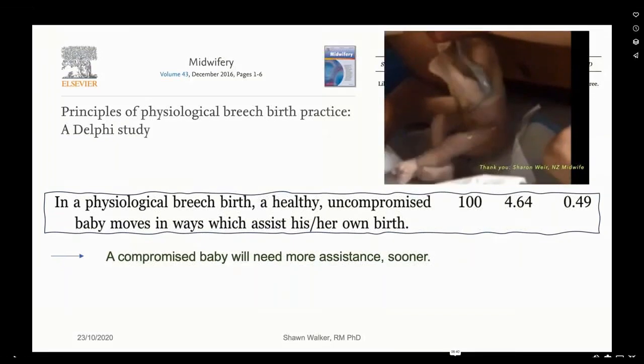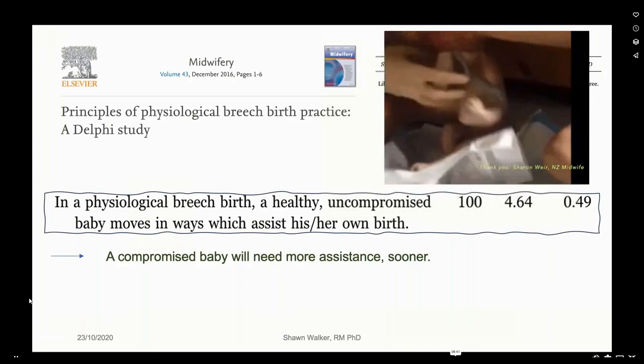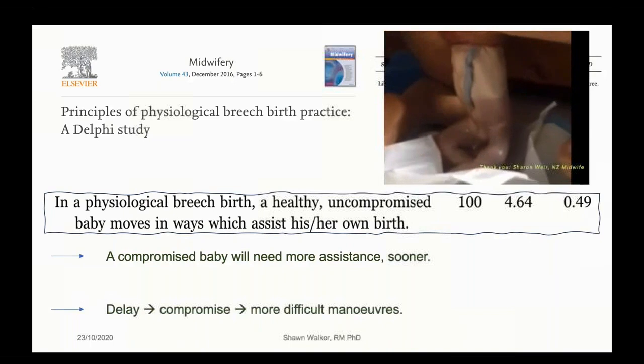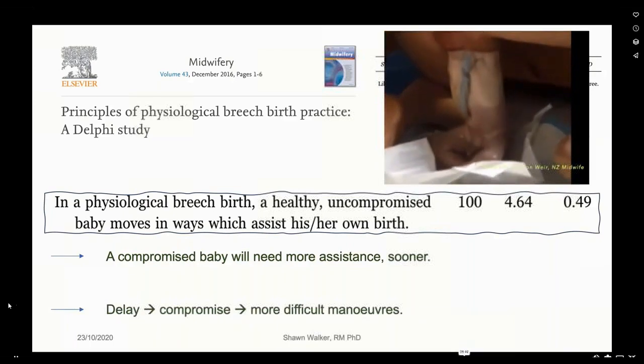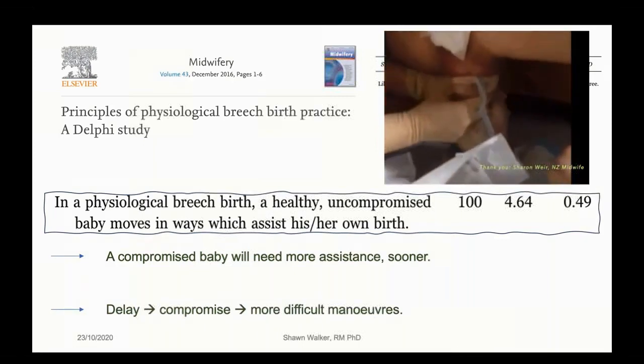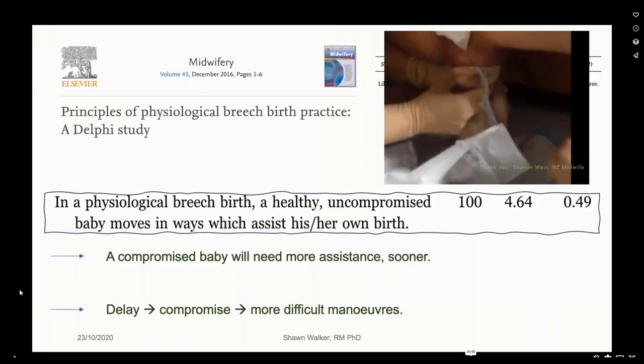See, with the flexion, because he is moving his whole body in the flexed position, the arms come down and the head is flexed. So they see that if there was a delay in this action, that means there is hypotonia in the baby, that if he didn't do the flexion action, the baby is compromised. So that means you should intervene or help faster.